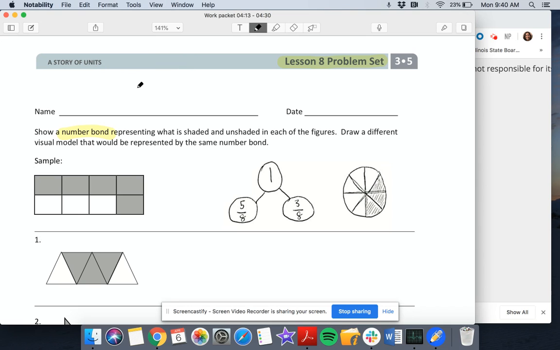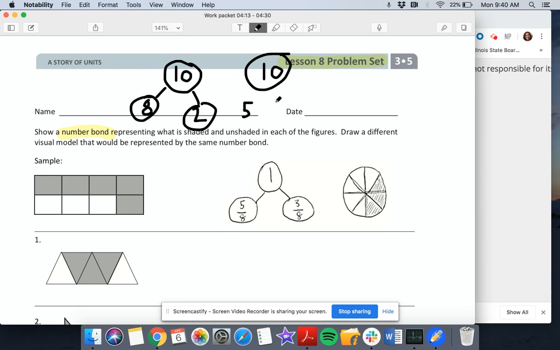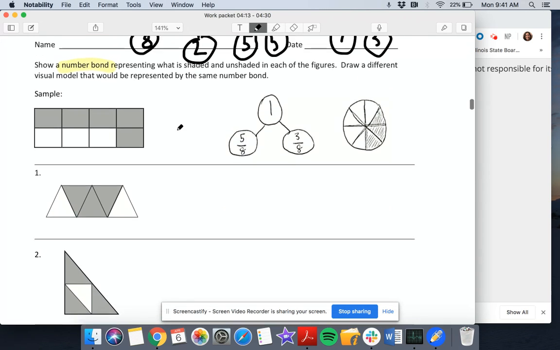So if we did this for a whole number, let's say 10, and we want to put 10 in a number bond, we might do 8 and 2, because 8 plus 2 is equal to 10. We might do 5 and 5, because 5 plus 5 is equal to 10. We might do 7 and 3, because 7 plus 3 is also equal to 10. Okay, you guys remember that? You get the picture with number bonds? So let's look at our sample problem.